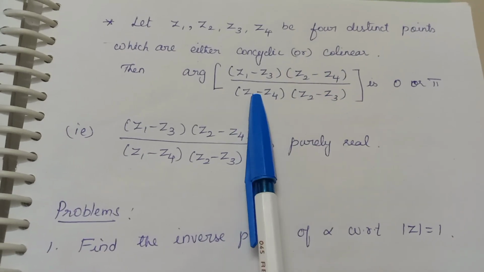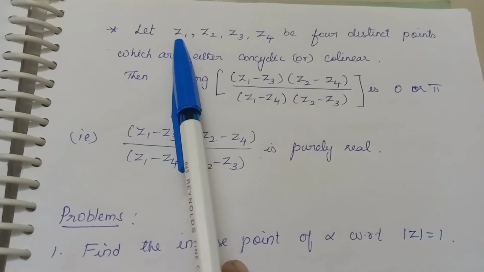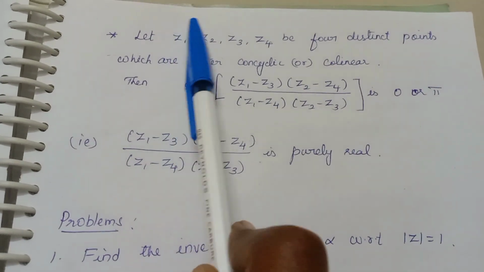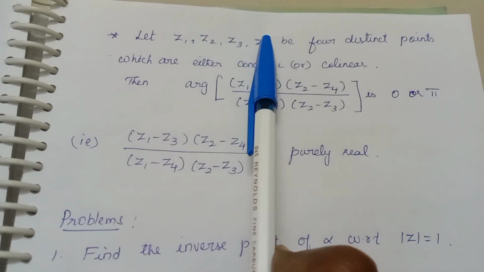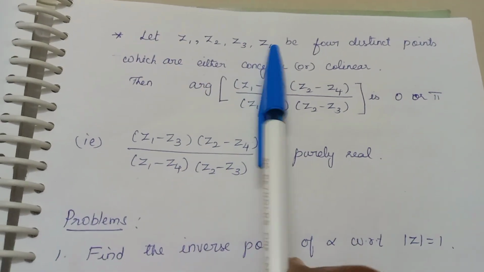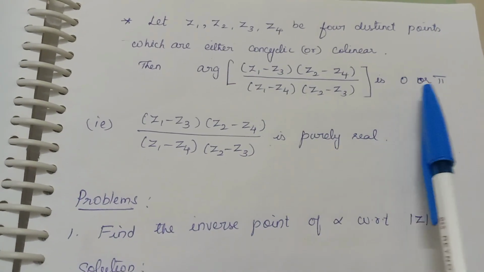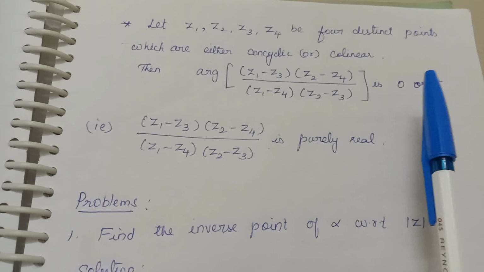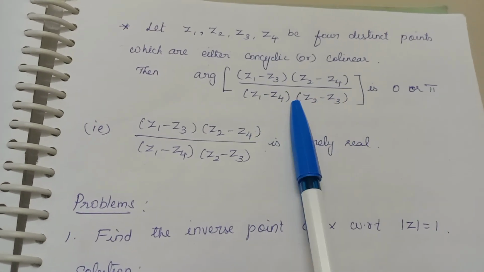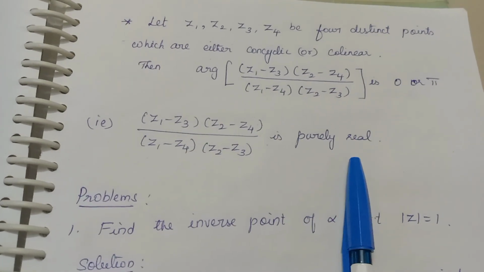We call this the cross ratio. That is how I am writing it: write the 4 points. Numerator will be Z1 minus Z3 into Z2 minus Z4. Denominator is Z1 minus Z4 into Z2 minus Z3. So this argument must be either 0 or pi. Otherwise, the value of this cross ratio is purely a real number.